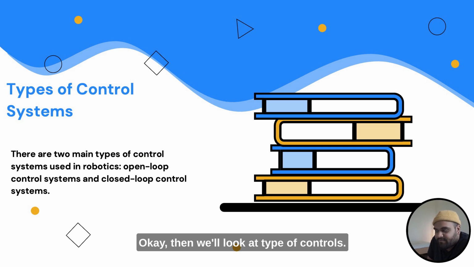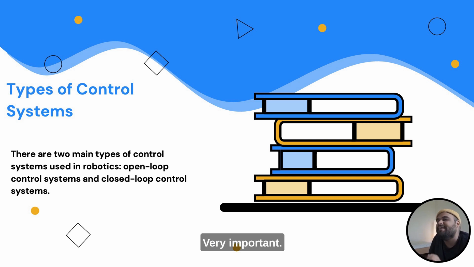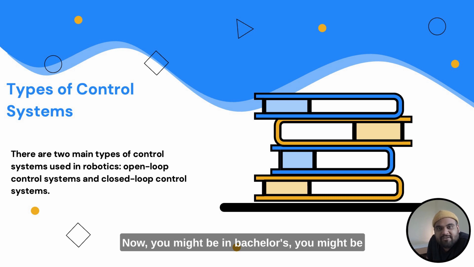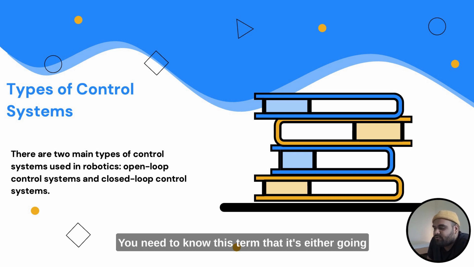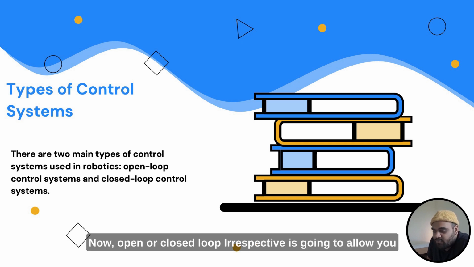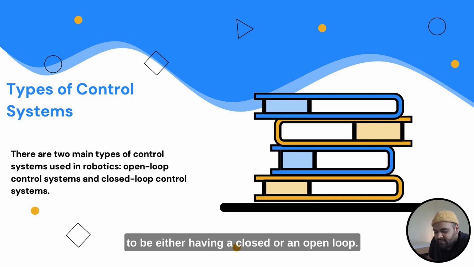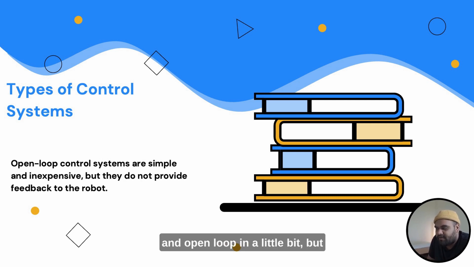Then we'll look at types of controls in a robot system. We have two types of control, one is an open loop and the second one is a closed loop. Very important. Now, you might be in bachelor's, you might be in school, you might be in your master's, or even a working professional. Everywhere you need to know this term, that it's either going to be an open loop or a closed loop. Open or closed loop is going to allow you to understand that a robot or any robotic system is going to have either a closed or an open loop.